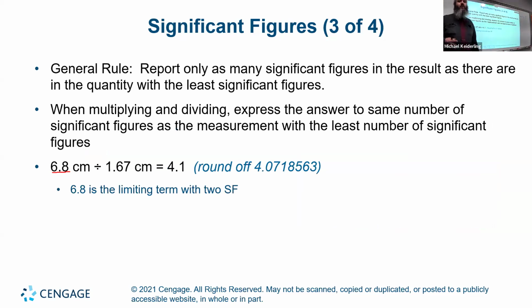So the general rule is to report only as many significant figures in the result as there are in the quantity with the least significant figures. And when multiplying and dividing, express the answer to the same number of significant figures as the measurement with the least number of significant figures. So 6.8 centimeters divided by 1.67 centimeters, you round off 4.0718563 to 4.1. The limiting term is 6.8, which only has two significant figures. Now, technically, the rule for addition and subtraction is slightly different.